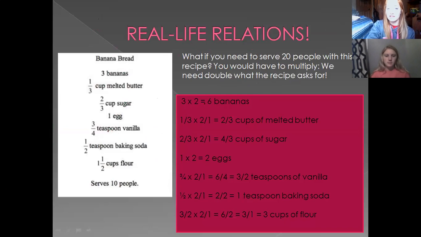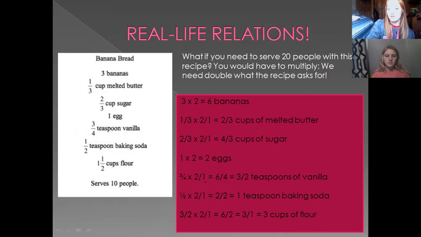So with the bananas, you're going to have to do 3 times 2. Well, that's easy. It's 6. 1/3 times 2 will give you 2/3. 2/3 times 2 is 4/3. 1 times 2 is 2.